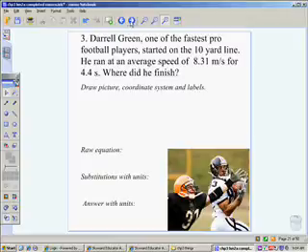We're going to use those two equations that we derived here to solve problems like numbers 3 and 4. Darrell Green, one of the fastest pro football players, started out on the 10-yard line. He ran at an average speed of 8.31 meters per second for 4.4 seconds. Where did he finish? When you do story problems like this for this chapter and for many chapters to come, the first step is going to be to draw a picture.